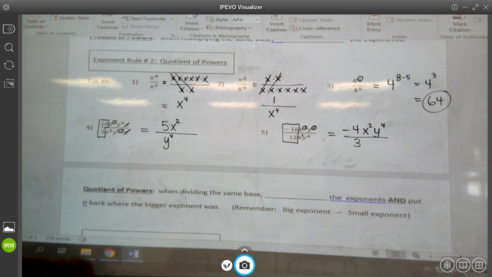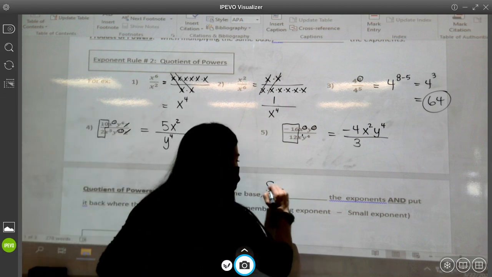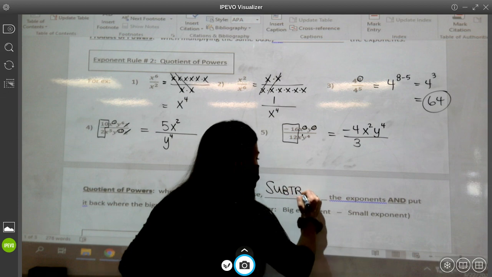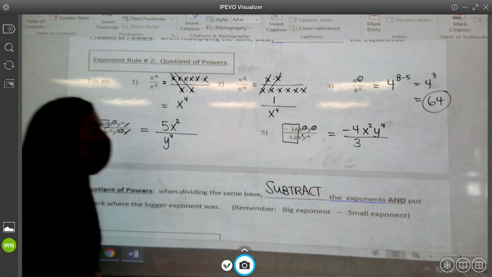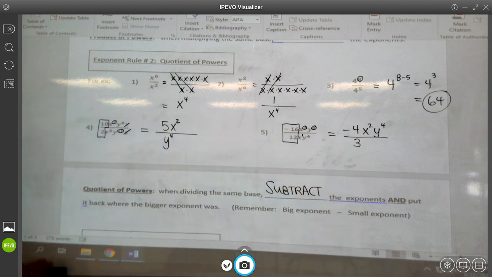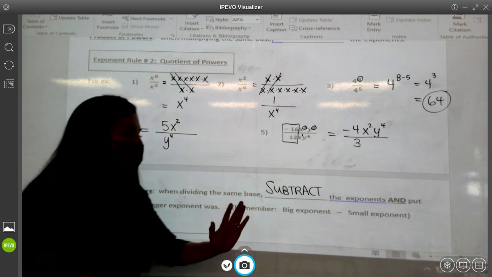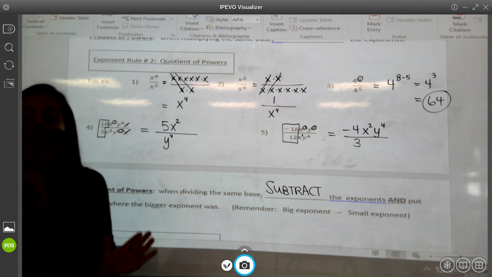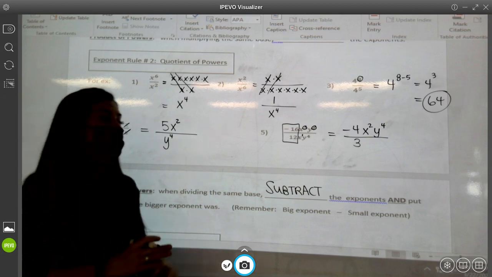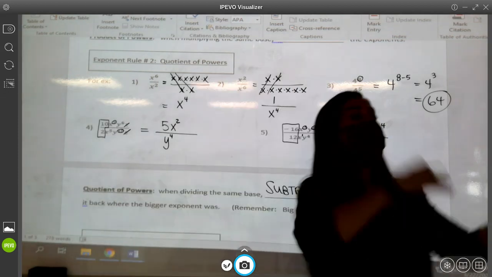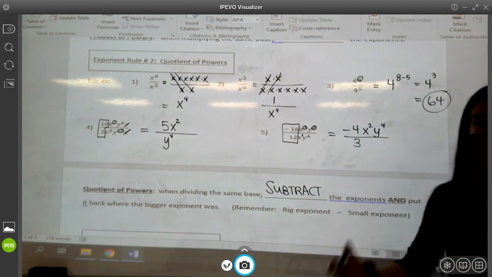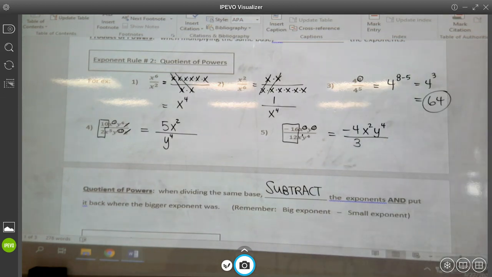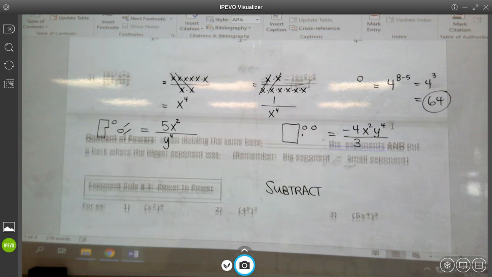Everybody good? All right. So again, the quotient of power rule says when dividing the same base, subtract your exponents and put it back where the bigger exponent was. And remember, take the big exponent, subtract the small exponent. You don't want to create a negative exponent, because one of the rules we have is how we get rid of negative exponents. We don't want them, so don't create them. All right, one more rule. Let's do the third rule, and then we're going to have to stop.